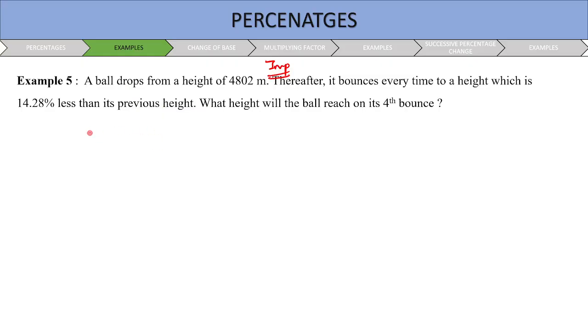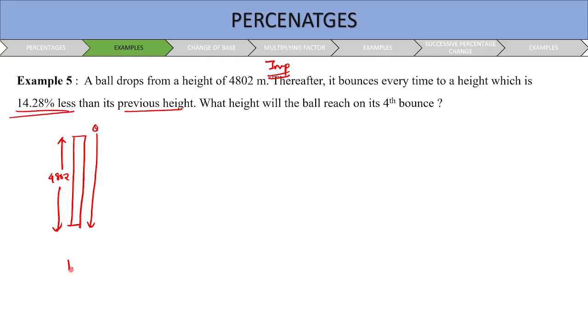So a ball drops from a height of 4802. So there was a height, let's say there is a building whose height is 4802. And there is a ball which drops from here. Thereafter, it bounces every time to a height which is 14.28 percentage less than its previous height. So what is 14.28 percentage in terms of fraction? It is 1 by 7. So the ball bounces to a height which is 1 by 7 less than the previous height.